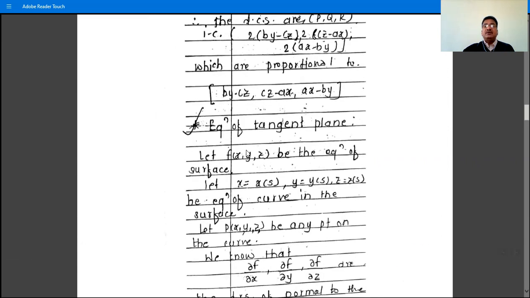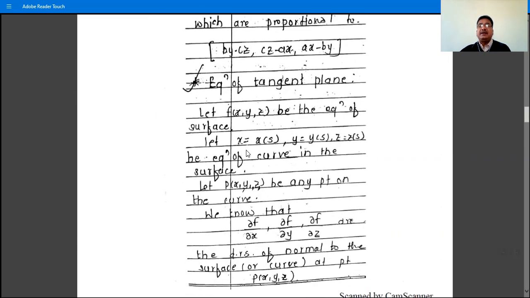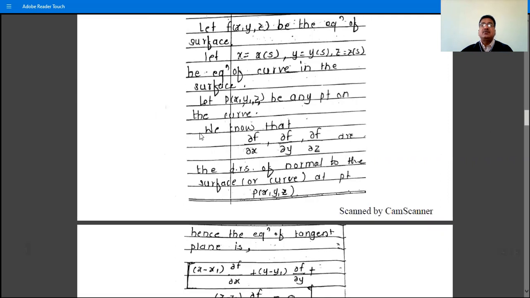Okay. So the next is the equation of tangent plane. Let f(x,y,z) be the given equation of the surface, and let x equal x(s), y equal y(s), and z equal z(s) be the equation of a curve on this surface. Let P(x,y,z) be any point on the curve.